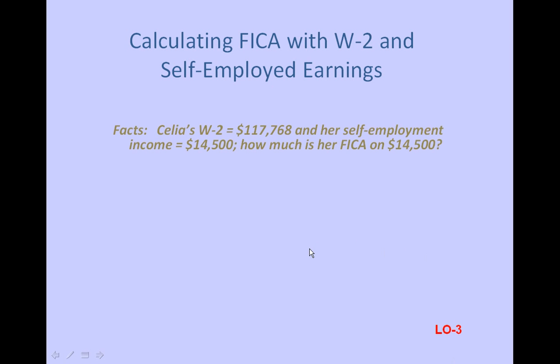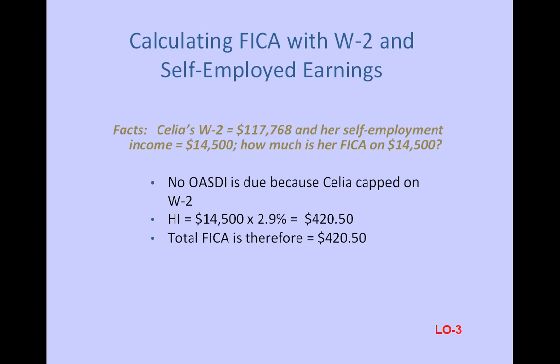Celia's W-2 says her wages earned and subject to FICA, and therefore the assumption is that the employer properly calculated that payroll and paid those taxes. That W-2 is $117,000 plus. Her self-employment income was $14,500. How much is her Social Security on the $14,500? The answer is, happily in this case, it's zero. There's no old age and survivor's disability insurance or Social Security on that, because she already capped out of that obligation for the year from this income that's reported on her W-2.